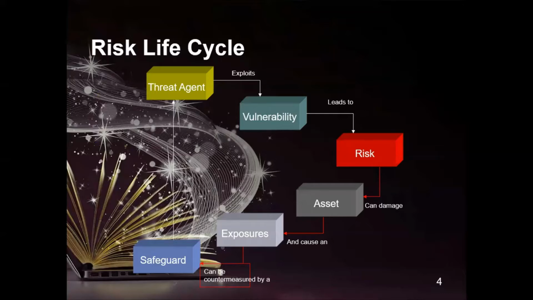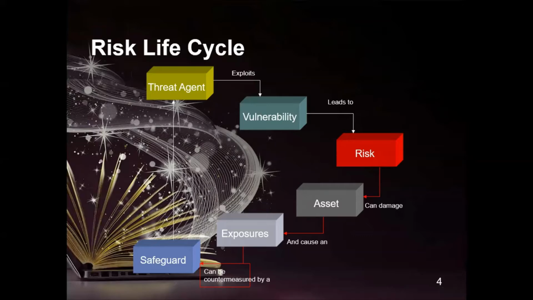Risk life cycle, as you can see here, this is the overall risk life cycle. Risk would be there when there is a vulnerability. The vulnerability can be exploited by the threat agent. Let's start from here. The threat agent will exploit the vulnerability. When the vulnerability has been exploited by the threat agent, it leads to a risk. When the risk happens, it can damage your assets, and it would also result in an exposure of your information assets.